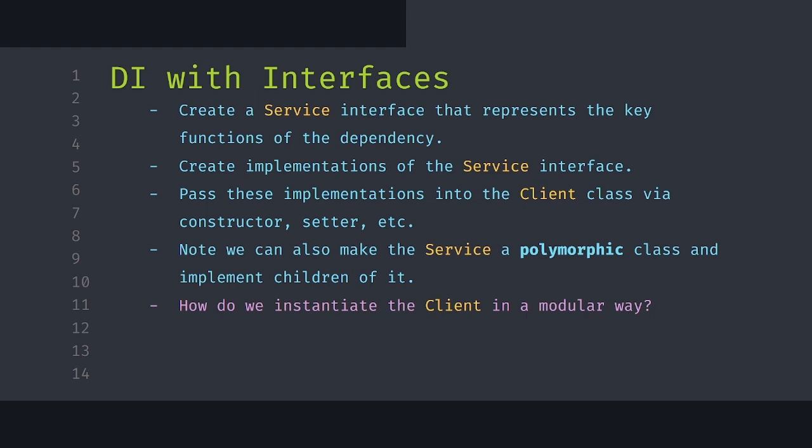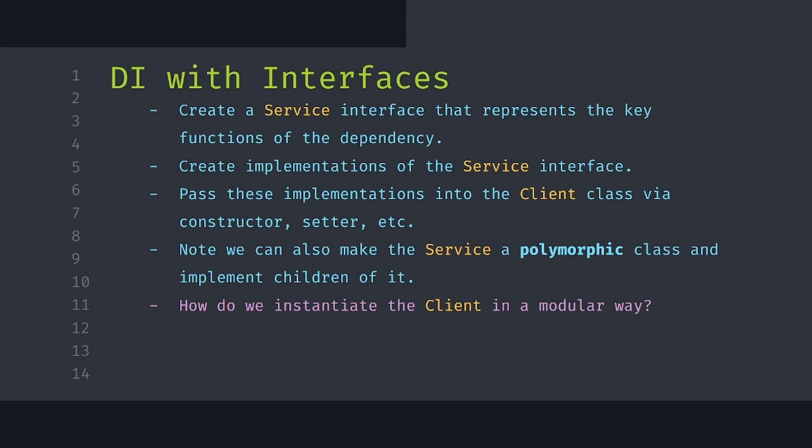We can also make the service a polymorphic class and implement children of it, rather than making the service an interface. The reason you might want to do this is that a wheel might have a lifespan, for example. It might have variables associated with it. Some abstract class, i.e. a form of polymorphism, might be a better solution than an interface, because an interface is just a signature of a set of methods that have to be implemented.